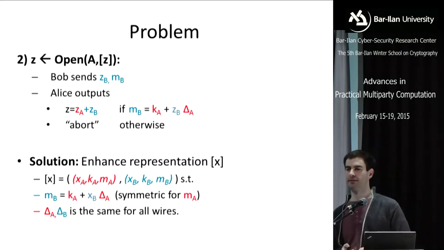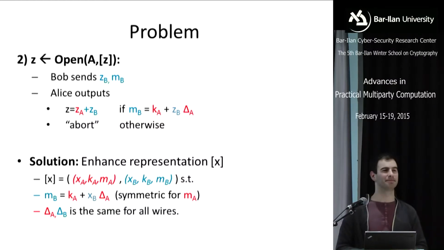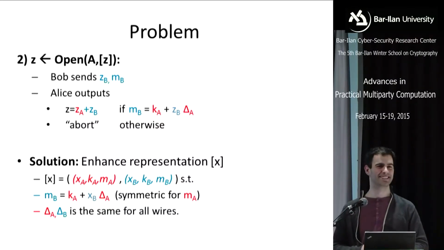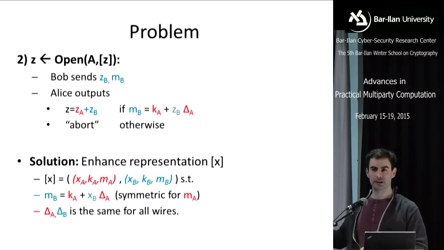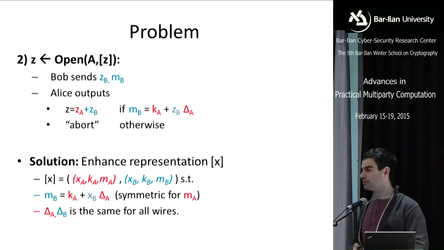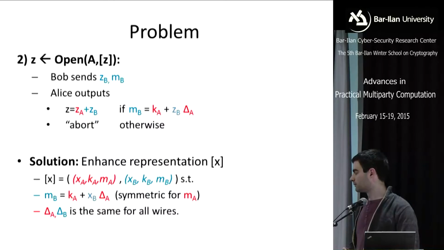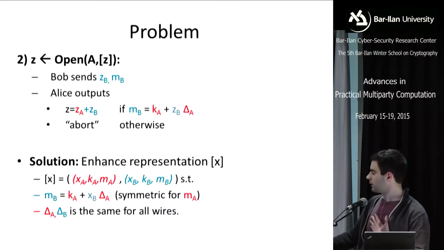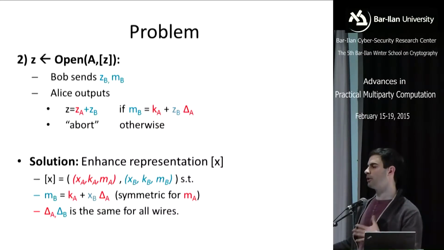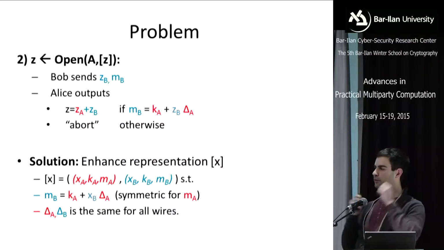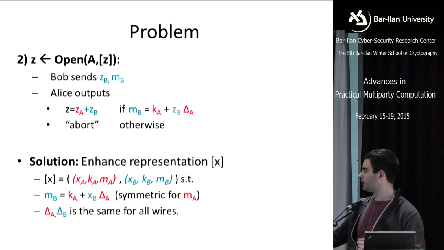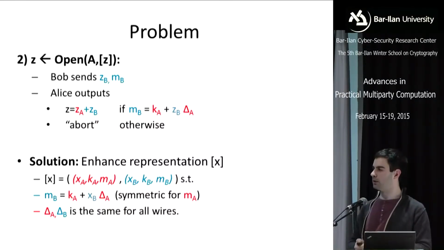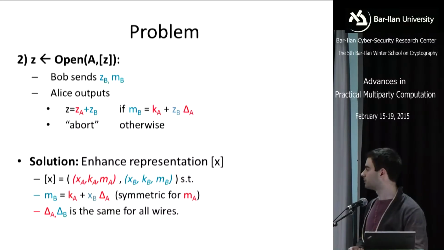You have a question? You look like someone that has a question. No? Okay. Again, these MACs are really the trick that we're going to use over and over again. So, are the deltas shared also, like before, as a system parameter? Yes, deltas are system parameters. Alice knows delta A, and Bob knows delta B, and it's only one value for the whole circuit. So the K part of the key is local to the wire. The delta is global to the circuit.